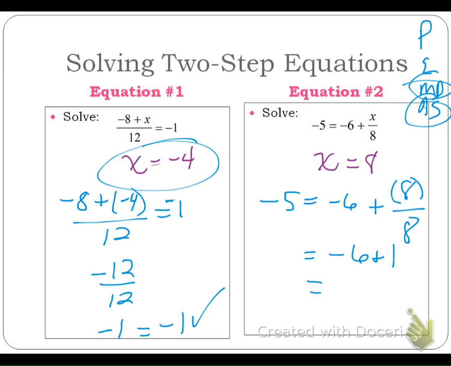Negative 6 plus 1, I have a negative and a positive number, so I combine by subtracting. 6 minus 1 is 5, and the bigger sign wins. Well, 6 is bigger, and it's negative, therefore my answer is negative. Does that equal the negative 5 on the right-hand side of the equation? Sure does. So my answer checks.